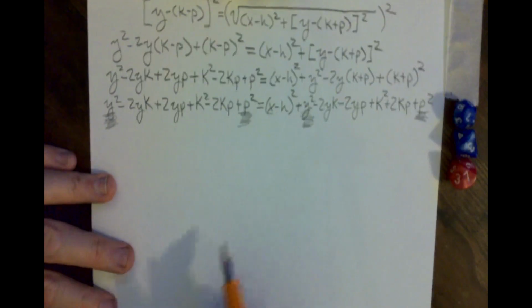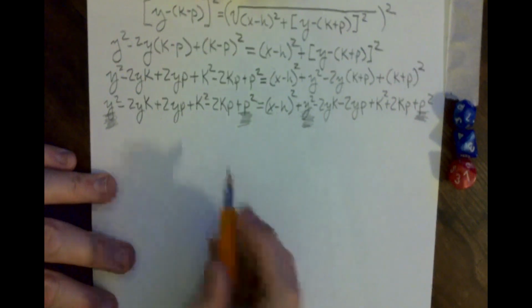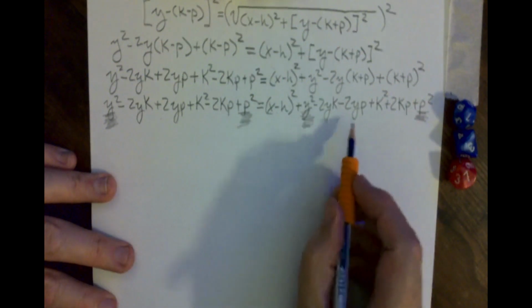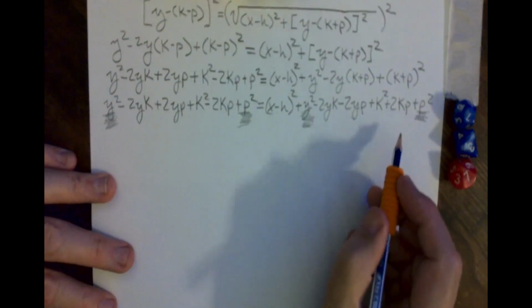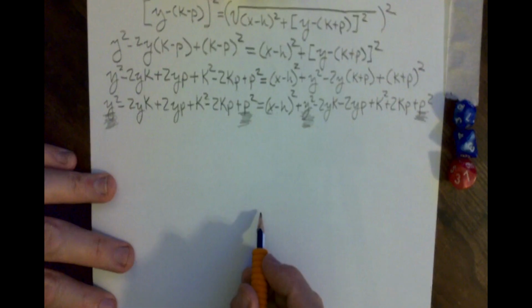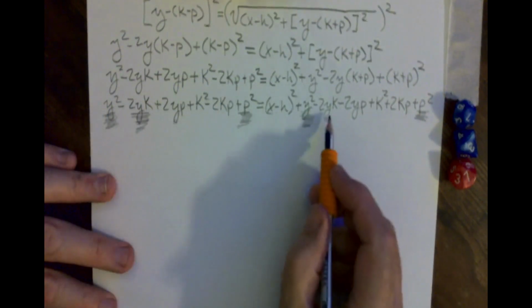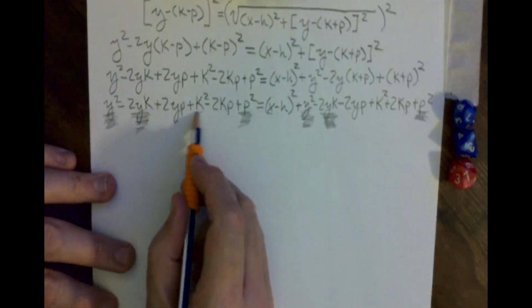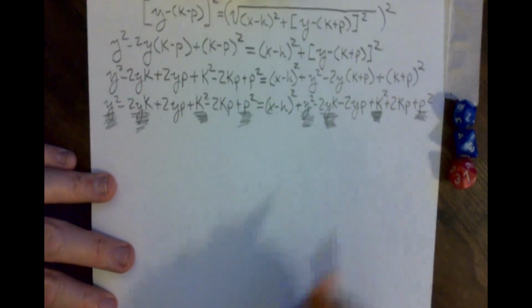And then what we have, a negative 2yp and a positive 2yp. Those got to stay. Those aren't the same. A negative 2kp. We have a 2kp over here. We do, but it's positive 2kp, so those got to stay. A negative 2yk and negative 2yk, those can go away. A k squared and the positive k squared, we can get rid of those.